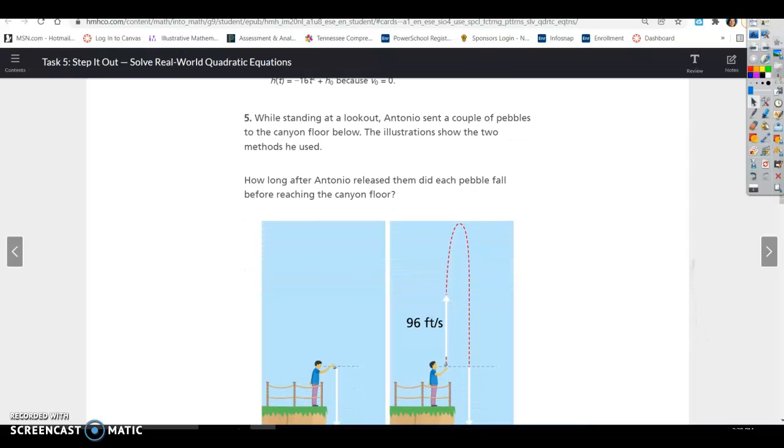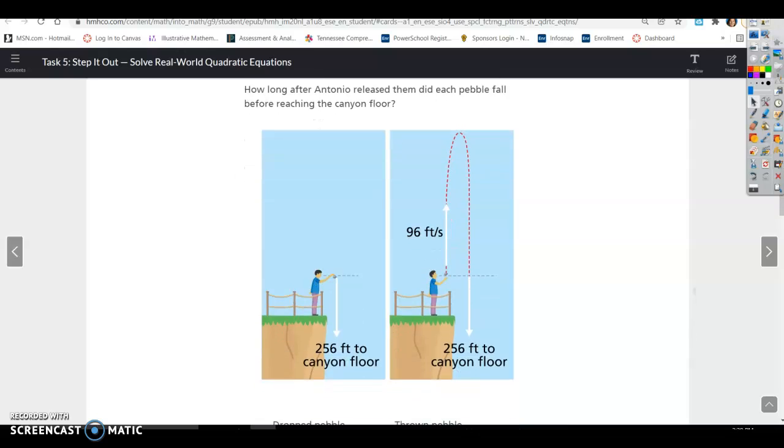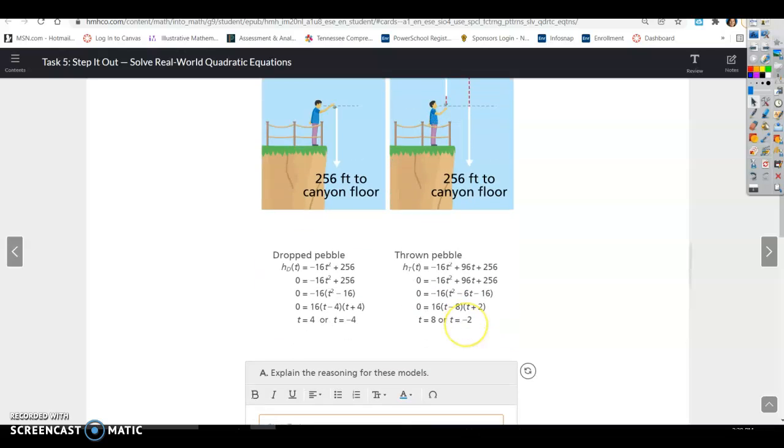All right, so let's look at the image here and see what we have. So it says, while standing at an outlook, Antonio sent a couple of pebbles to the canyon floor below. The illustrations show the two methods he used, and how long after Antonio releases them did each pebble fall before reaching the canyon floor. All right, so you can see here the first time he drops the pebble and it goes straight to the canyon floor. Here he launches it up and then it comes back down and goes to the canyon floor.